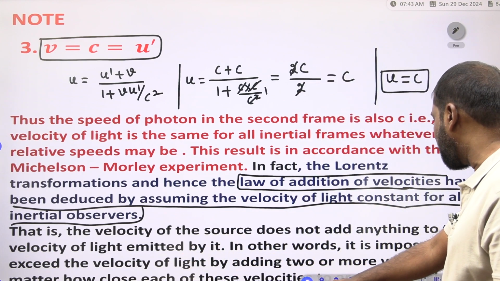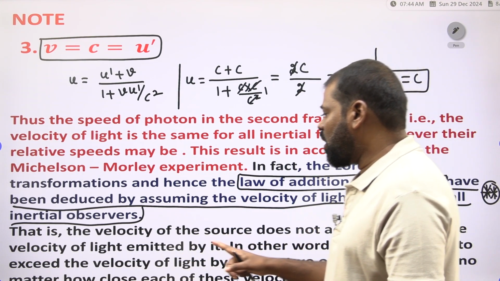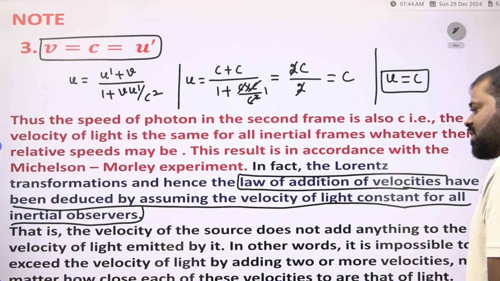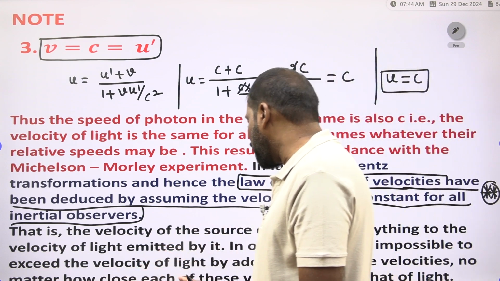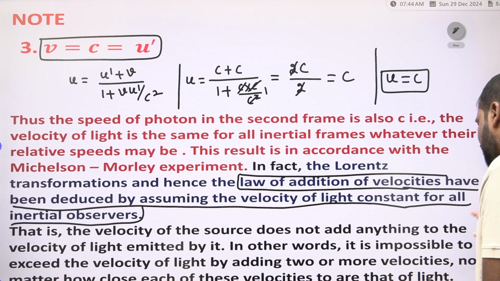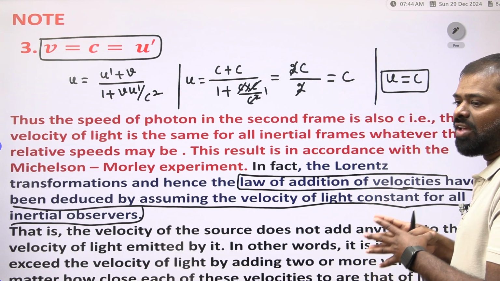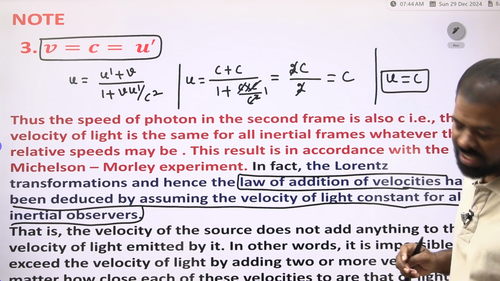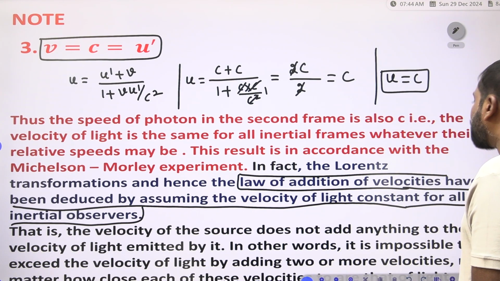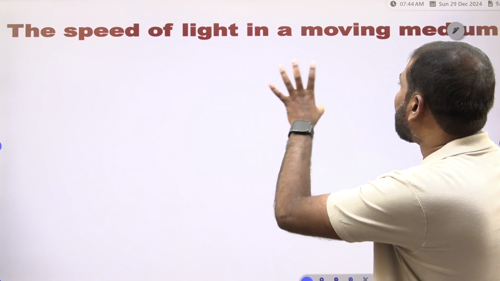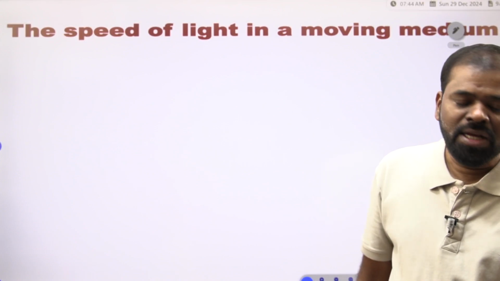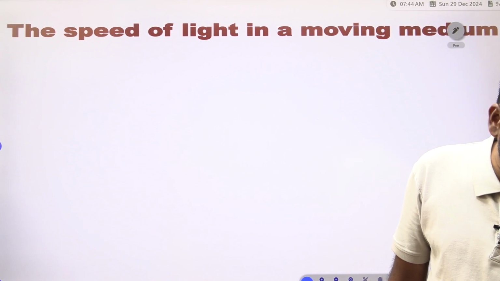In other words, it is impossible to exceed the velocity of light by adding two or more velocities, no matter how close each of these velocities is to that of light, clear. So, that is the thing we have to discuss. This is the conclusion based on the addition of velocities. Not only these conclusions, but also the speed of light in a moving medium. How we have to calculate the speed of light in a moving medium is very important once you have to see.